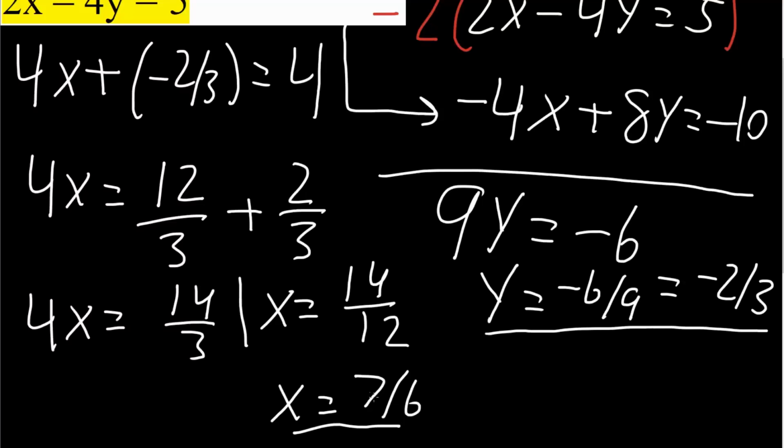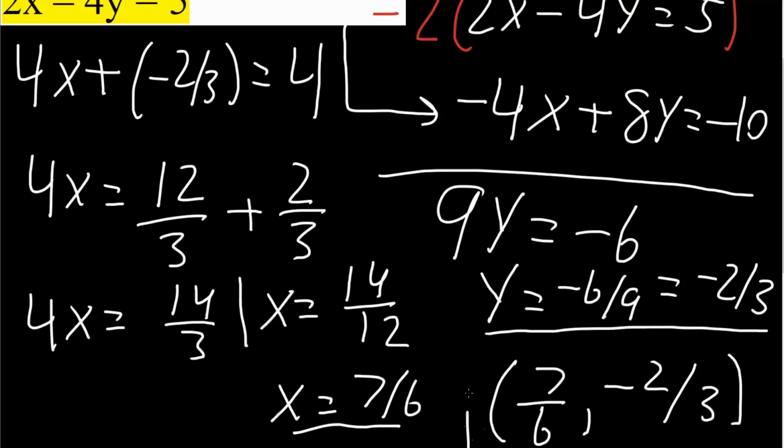So now we have the x value and the y value, and so our solution would be 7 over 6 comma minus 2/3. And we can box this answer in. This is our final answer. And if we wanted to check, we can plug these two values in for x and y in both of these two equations. And that's all we need to do for this problem.